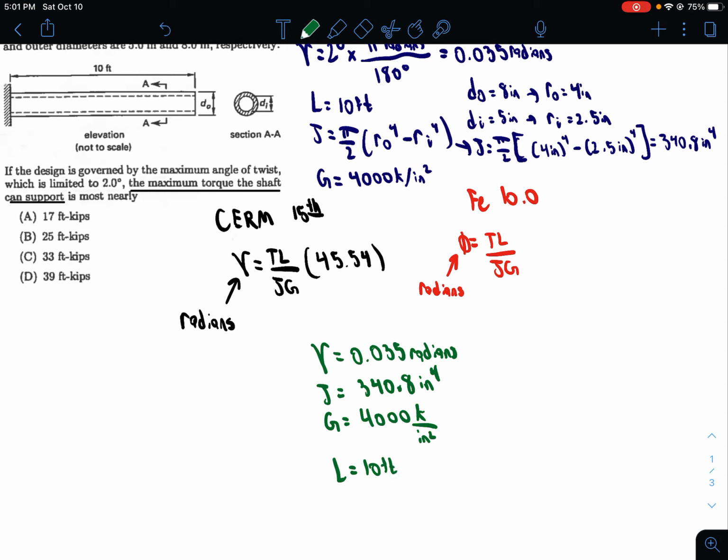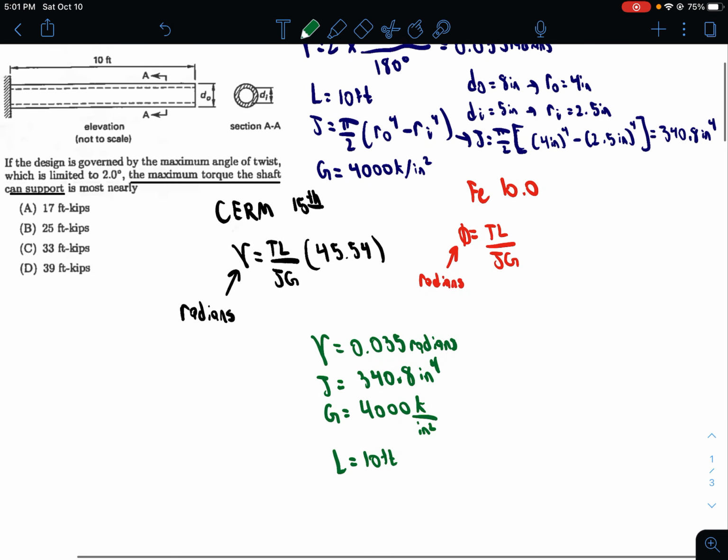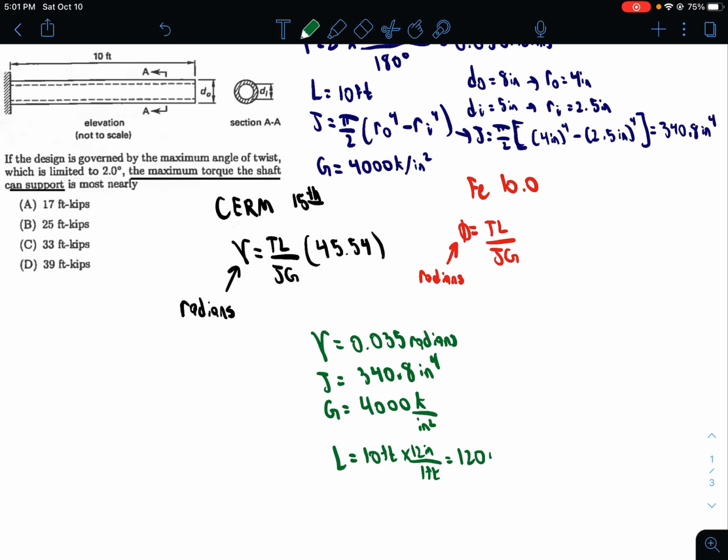Now to make the units simple, instead of converting everything else, like this inch to the fourth to feet to the fourth and all this, I'm just going to multiply this L by 12 inches per 1 foot and get 120 inches.